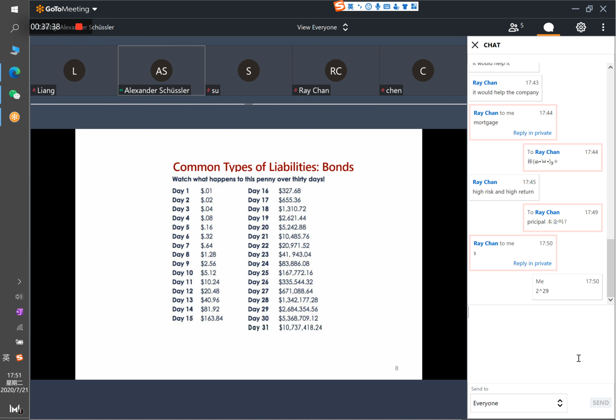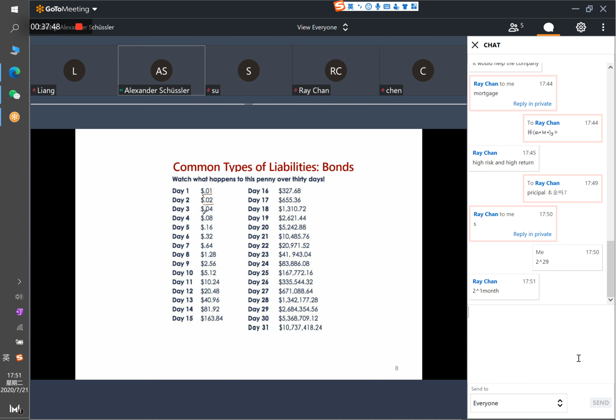So here's the solution. Look at it. First day, you have 1 cent. Second day, you have 2 cents. Then you have 4 cents, 8 cents, 16. It's still a very small sum, actually. 16 cents is nothing. But then you have 32, 64.